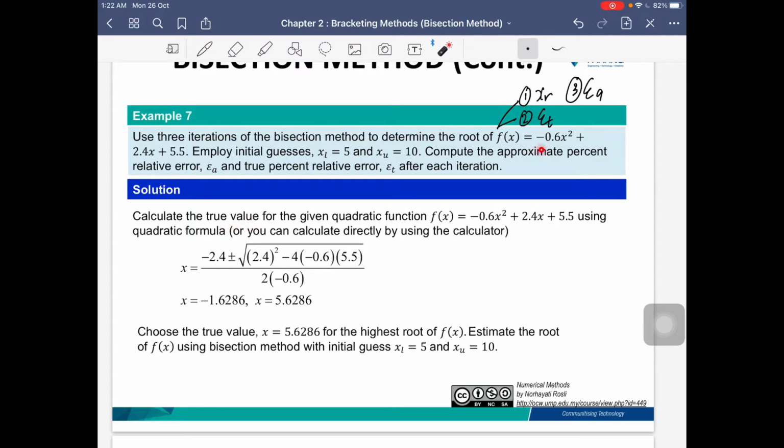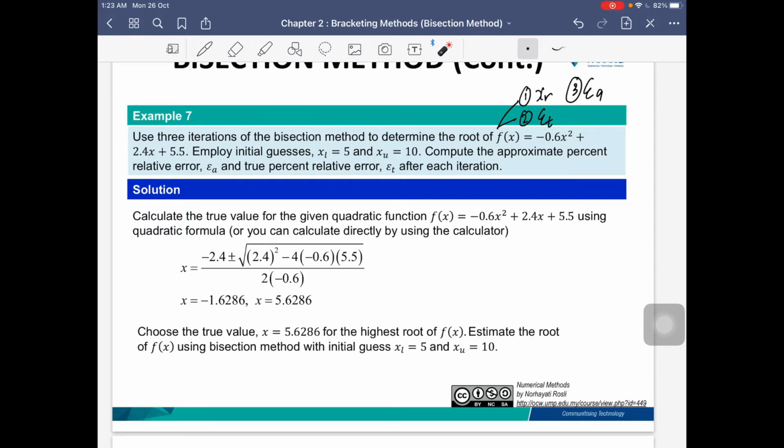Since this problem is a quadratic function, we can get the true value by using analytical methods. Remember, in the introduction I introduced you to several analytical methods to calculate the roots of a quadratic function. One is the quadratic formula, or you can calculate directly by using the calculator. By using the quadratic formula, we obtain 2 roots for this function.